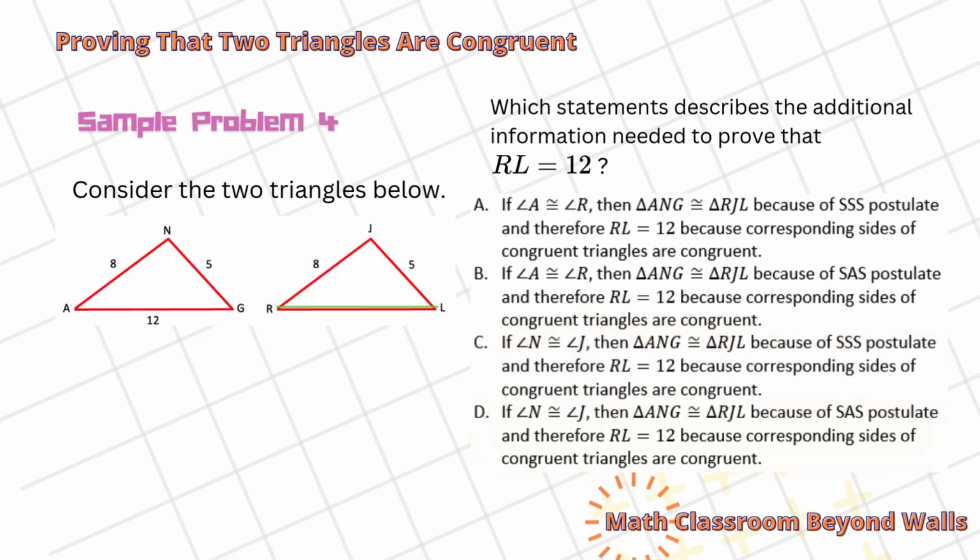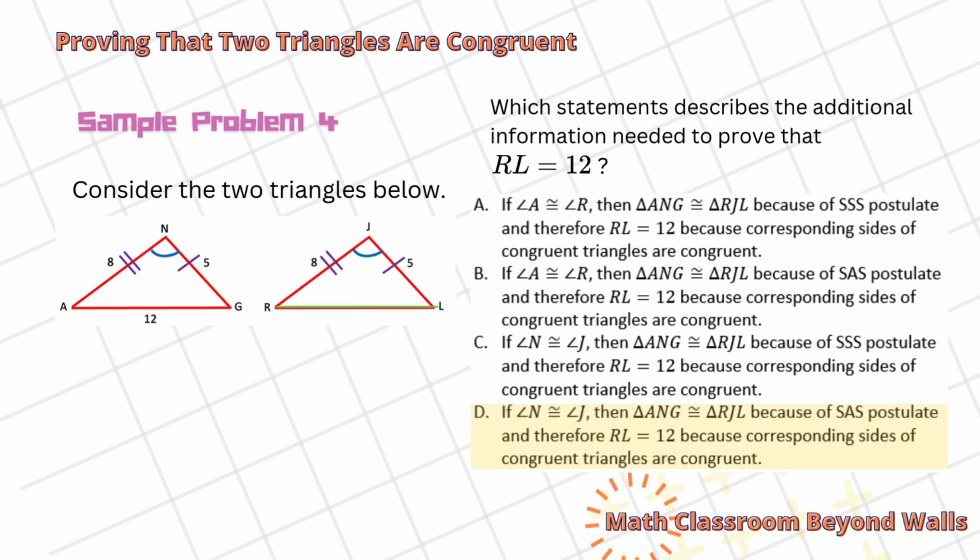Let us move on to option D. If angle N is congruent to angle J, then triangle ANG is congruent to triangle RJL because of SAS postulate, and therefore RL is 12 because corresponding sides of congruent triangles are congruent. Now we have the same added information here as that of option C, which is angle N is congruent to angle J. So we will use the same drawing.